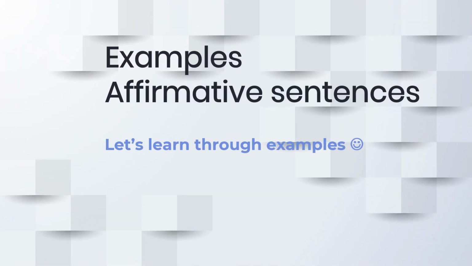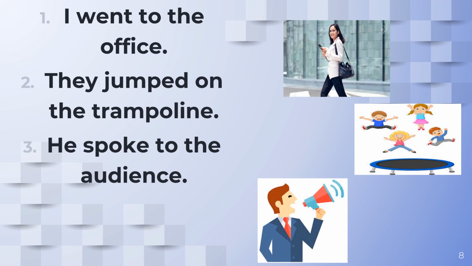Now I'm going to give you examples for affirmative sentences. Let's learn through examples. You can see the first picture. There is a girl and she is going somewhere. Go is the first form of the verb, but she is going to the office and we have to change it into past tense. I went to the office. Go is the first form, went is the second. So in simple past tense, we will use the second form of the verb.